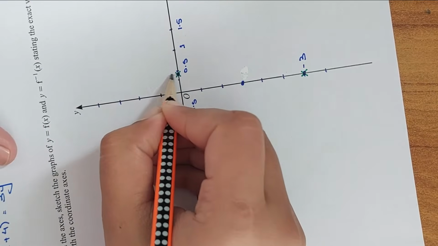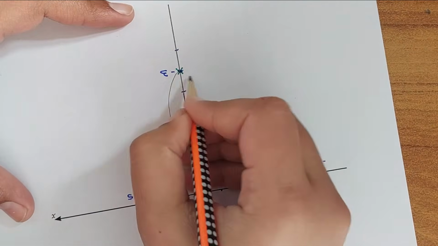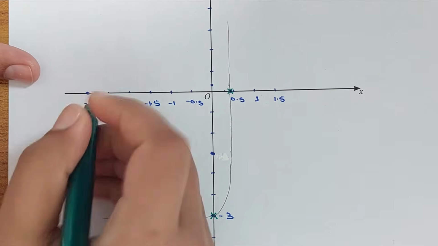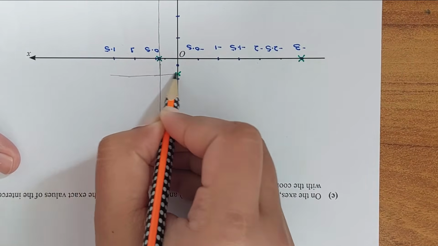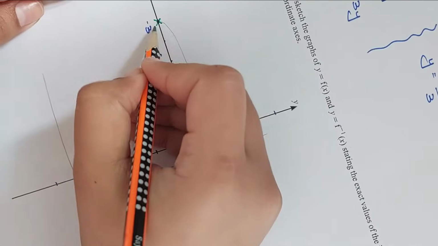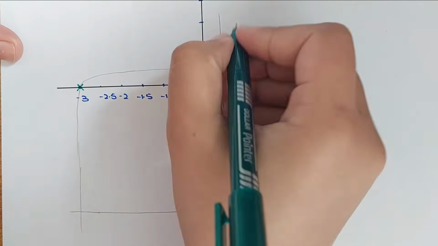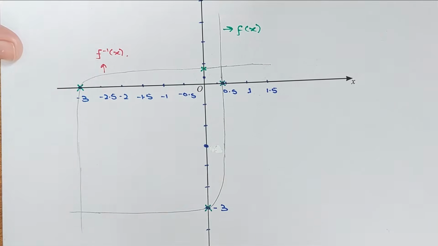Let me connect the x and the y-intercept. Okay, now for f inverse of x, my x-intercept is negative 3 over here, and the y-intercept is 0.4, closer to 0.5 over here, right? Now let me connect these two intercepts. Yes, okay, so this is the graph for f of x and f inverse of x. This is for f of x, and this is for f inverse of x, on the same set of axes.